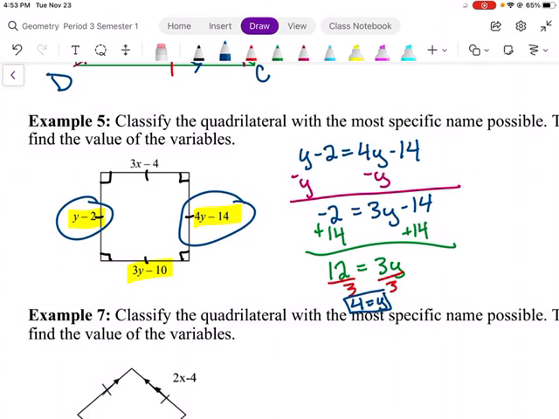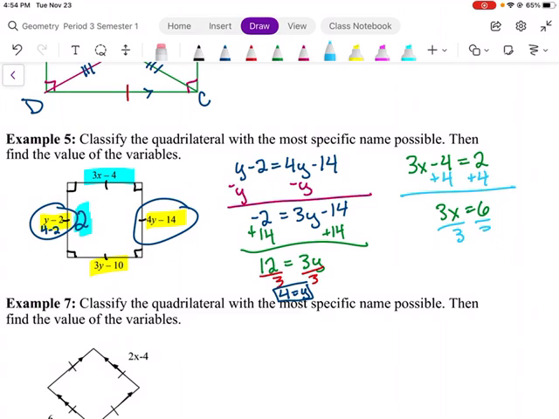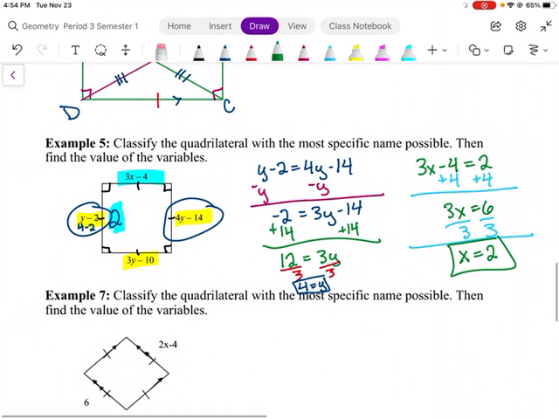Then we are going to use that information and plug it in. So over here we know y is 4 minus 2. That tells us this side length is equal to 2. Because all of the side lengths are congruent to each other, we can now set up an equation for x. So we know that 3x minus 4 is equal to 2. Then we can go ahead and solve. We'll get 3x equals 6, divide by 3. That tells us that x is equal to 2. So now we are done and we have solved for both of the variables.